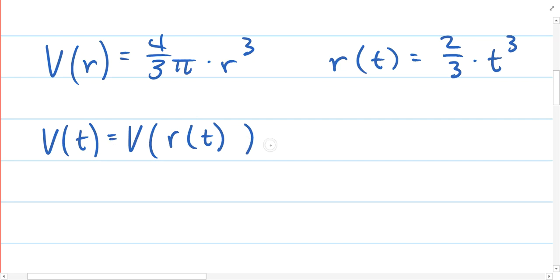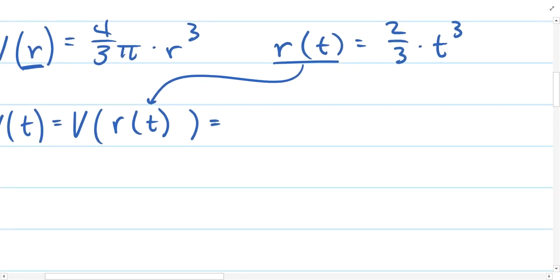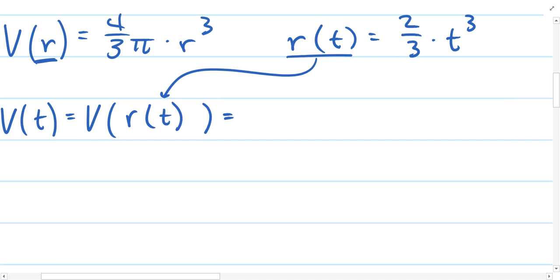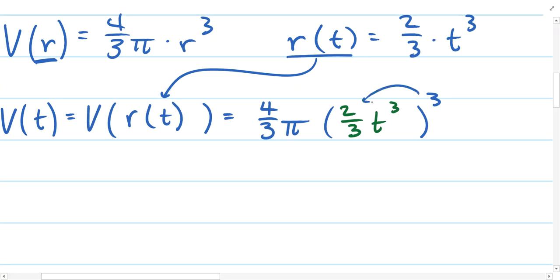So if we compose these two functions in this order and substitute the radius function in place of the volume input for the volume function, then we'll have a nice composed result that gives us the volume with respect to time. So the volume formula, our outer function, required 4/3 pi times something cubed. The something ended up being the expression 2/3 t cubed. We can simplify this. This 3 can distribute in because these two terms are separated by multiplication. If there was a plus sign there, we wouldn't dare distribute this exponent in.